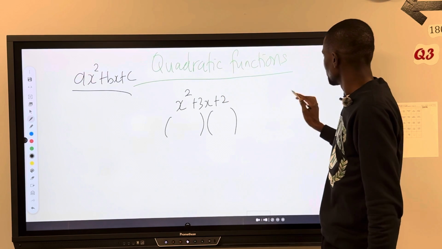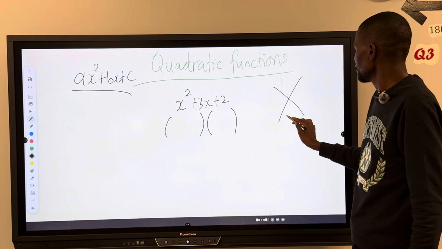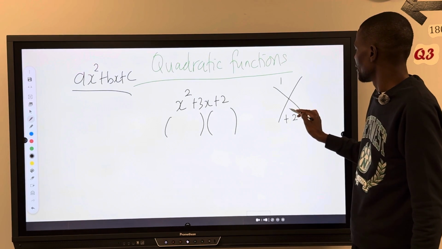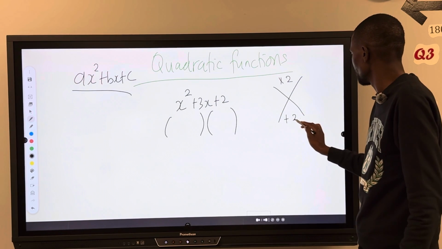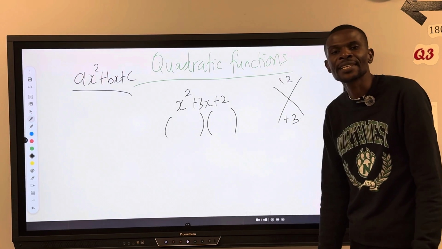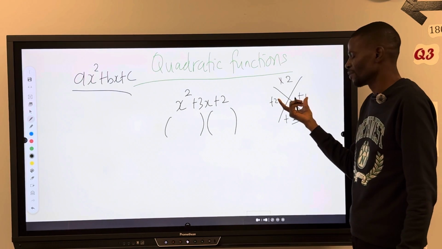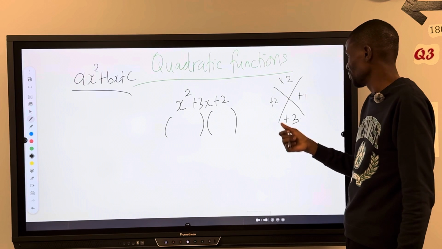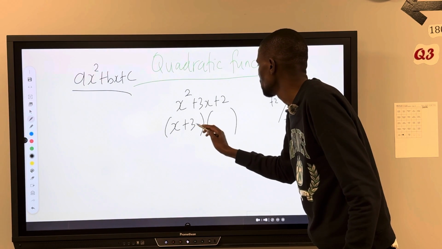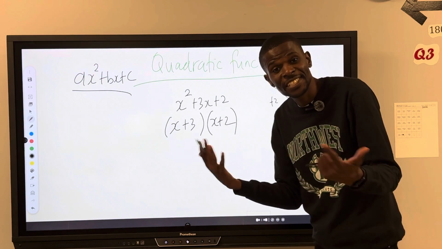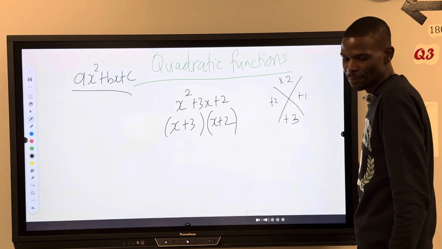Consider two numbers here. If you multiply them, you get 2, and if you add them, you get 3. So which numbers are these? Obviously, it's positive 2 and positive 1. When I multiply these, I get 2. When I sum these, I get 3. So your factors will be x plus 1, x plus 2. Simple, right?